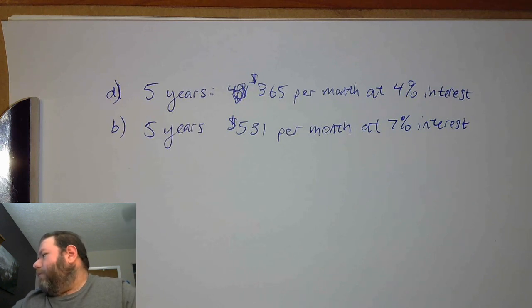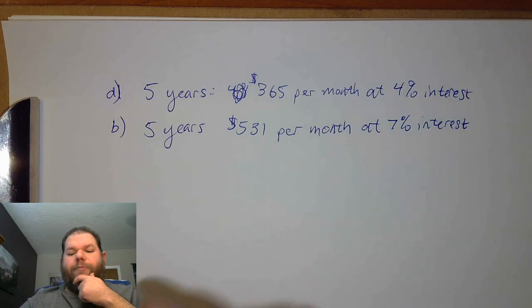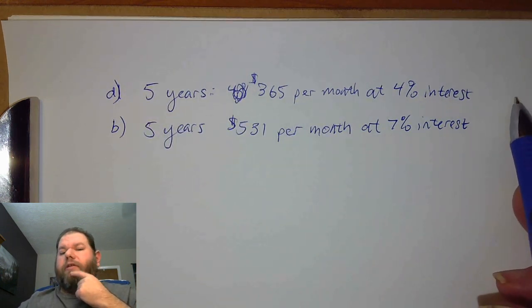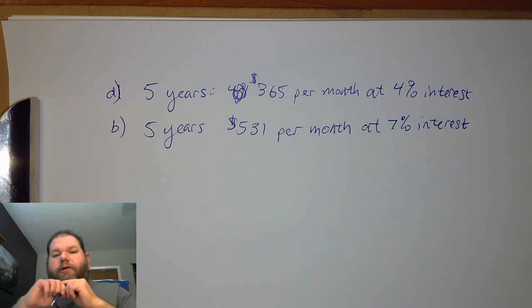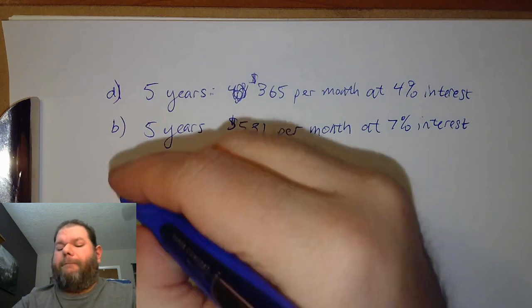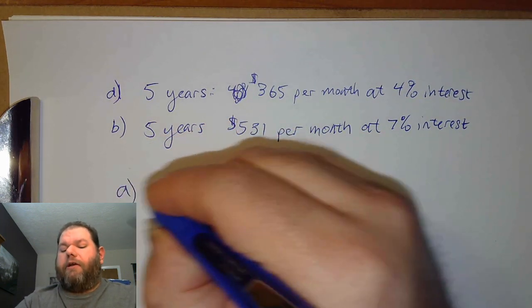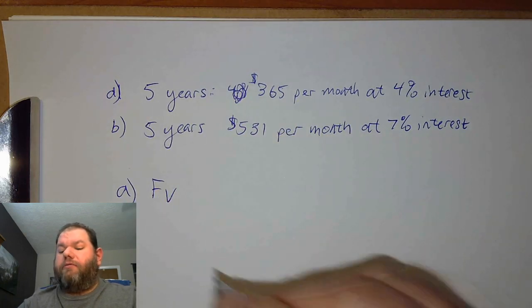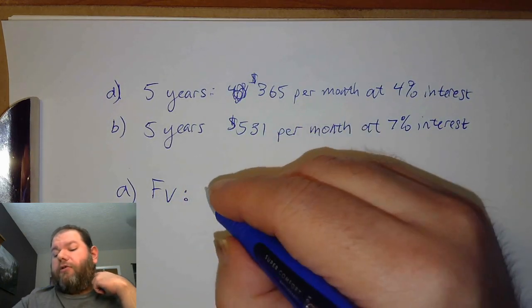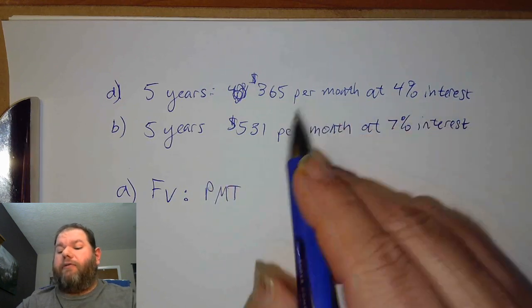Okay, so we have to figure out how much money is remaining after the first 5 years, and then we'll move on to the other 5 years. So for A, the future value, it is a future value problem. We know our payment, we said, was $365.